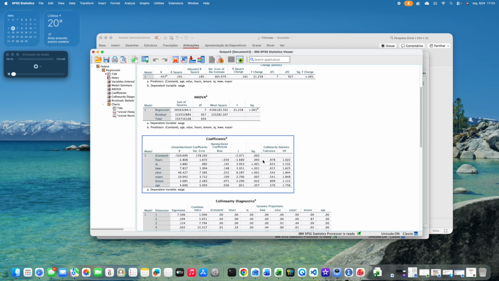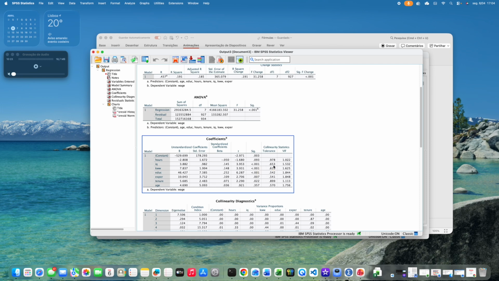So this p-value allows us to solve each of the hypothesis tests, which has, under the null hypothesis, that each coefficient equals 0 in the population. Okay, for most of them, except for hours and age, we reject the null hypothesis that the coefficient equals 0 in the population.